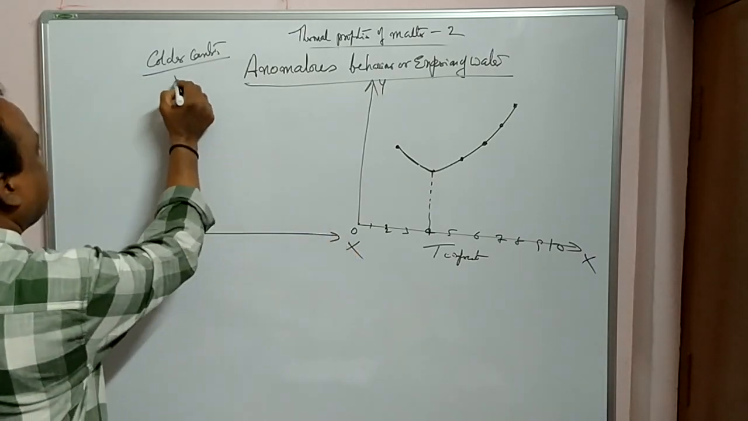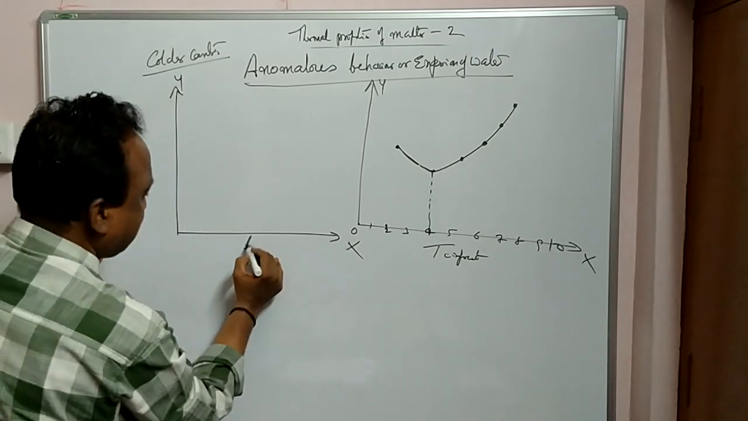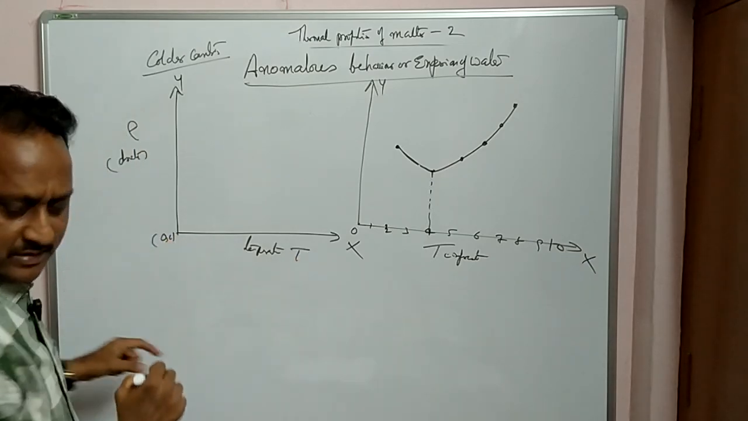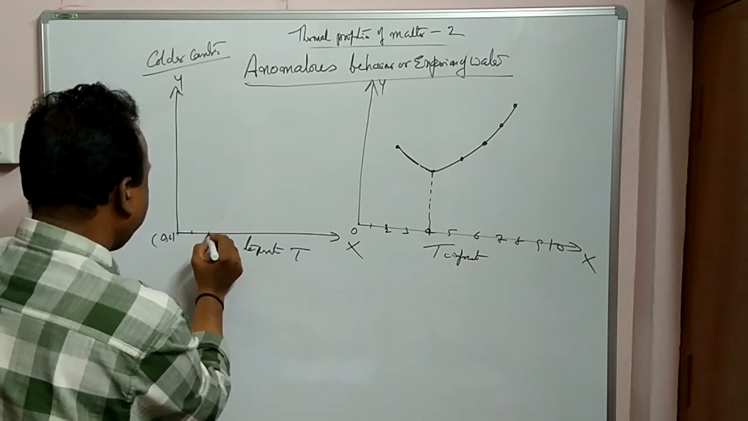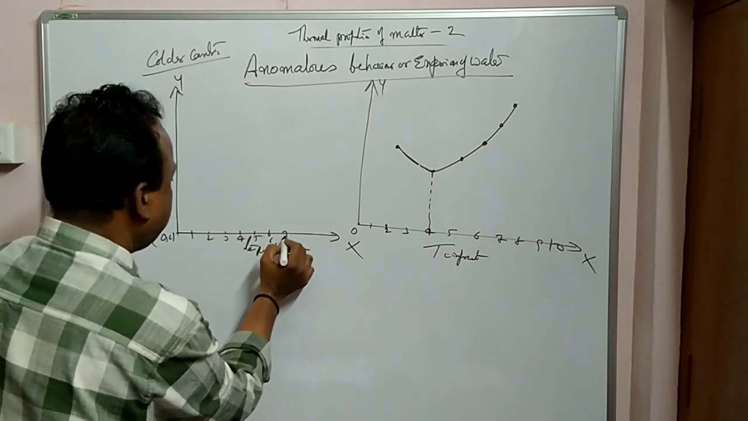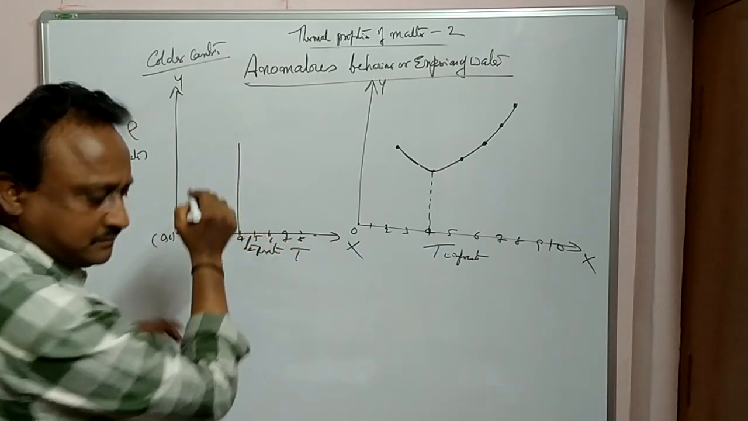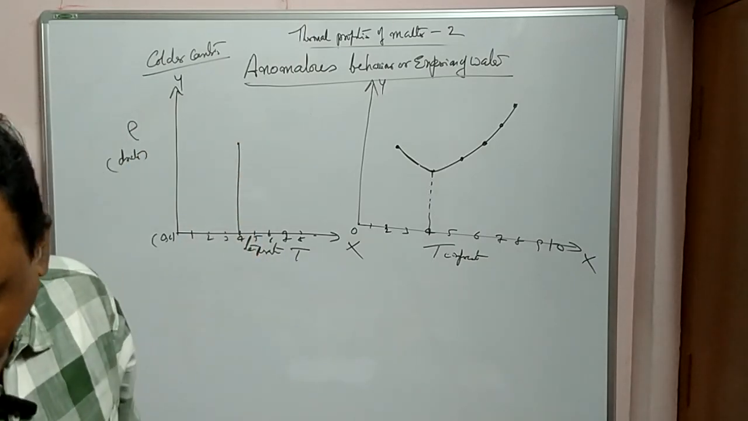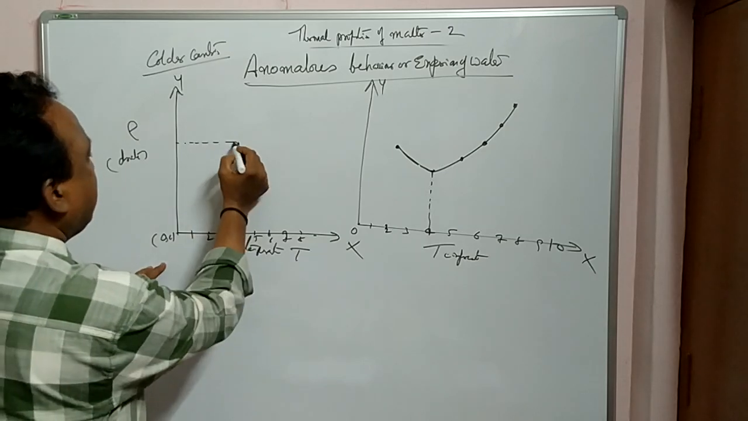x-axis, y-axis. This is density and this is temperature T, origin. So in this case, if you observe, say 0, 1, 2, 3, 4, 5, 6, 7, 8, and so on. Up to 4 degrees you can observe it is maximum density. Density is maximum.